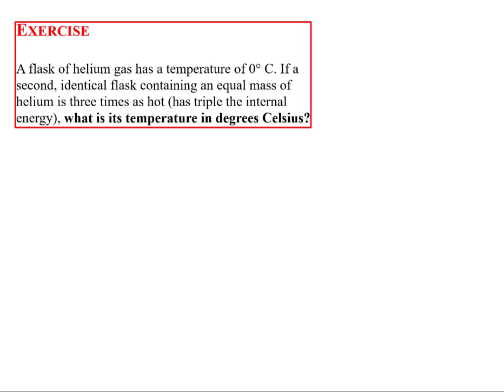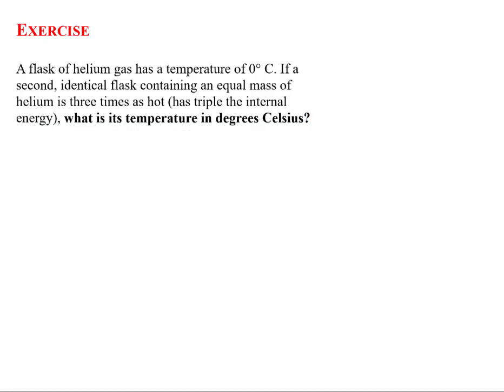A flask of helium gas has a temperature of 0 degrees Celsius. If a second identical flask containing an equal mass of helium is 3 times as hot, in other words, it has triple the internal energy, what is its temperature in degrees Celsius?